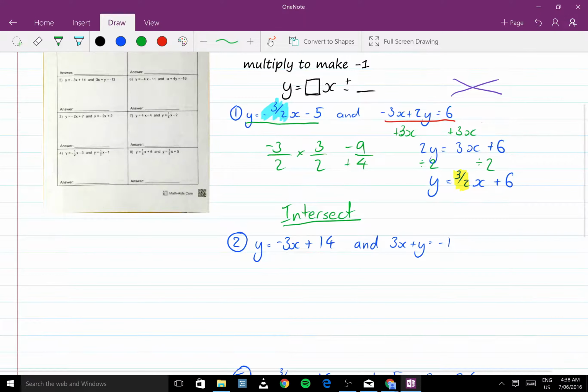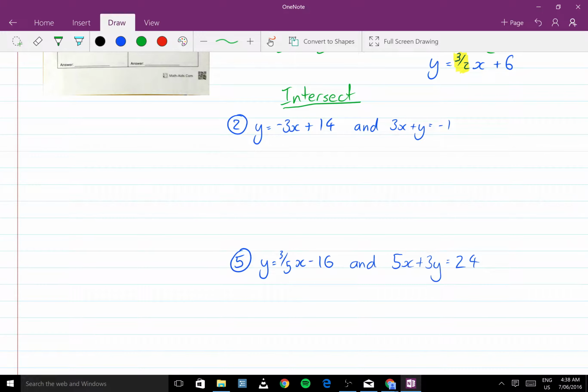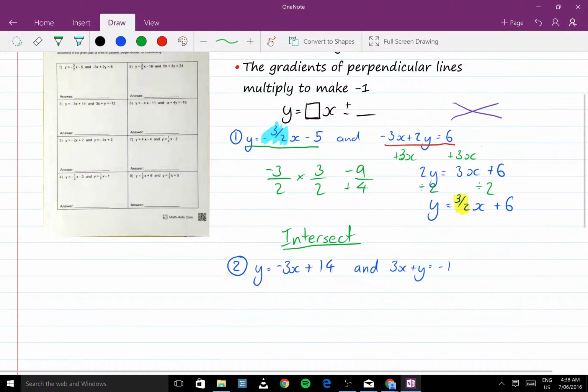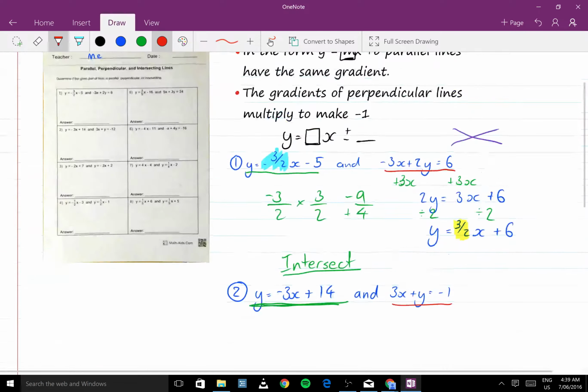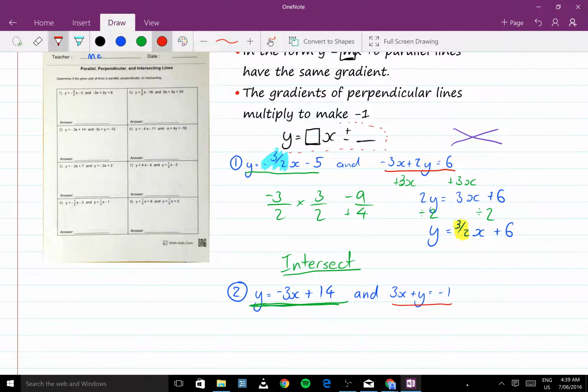Okay, question 2. If you look at question 2, it's y equals minus 3x plus 14 and 3x plus y equals minus 1. And my job, again, I've got this one that looks like the formula, which is really good, but I've got this red one that I need to change to make it look like my target over here, my equation of the line, my y equals something x plus or minus something.